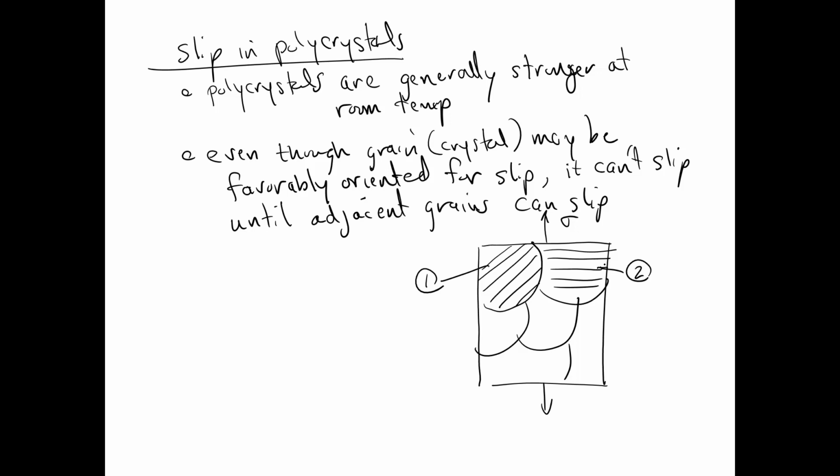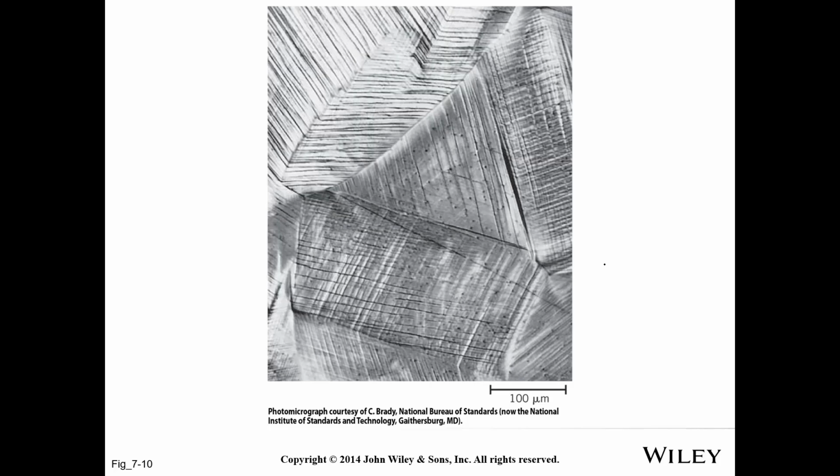So this is related to a figure in your book. Here, let's look at this figure. This actually shows a polycrystal material that has been deformed in compression. And what you can see there are outlines of different grains. Here's a grain right here I'll outline. Here's another grain over here we'll outline.